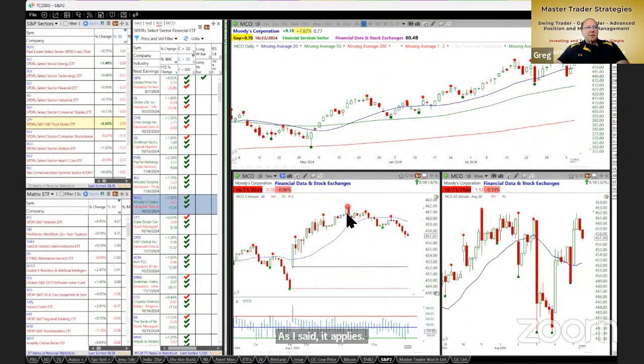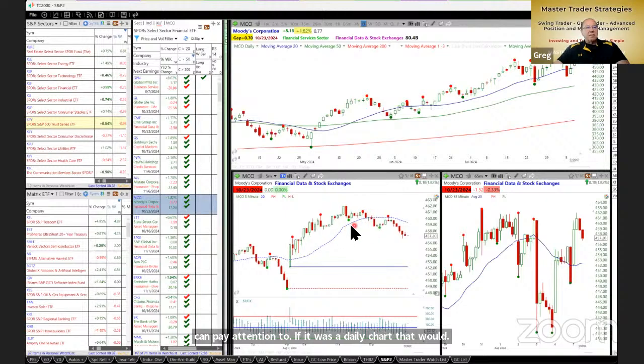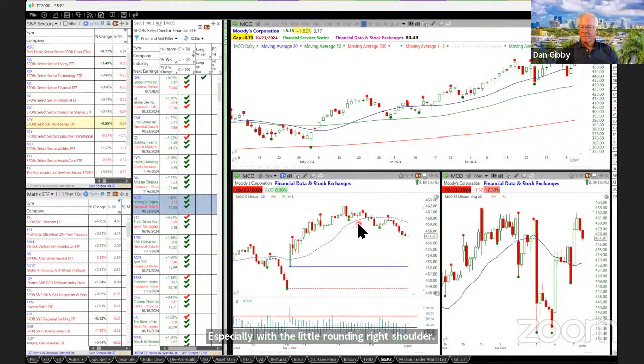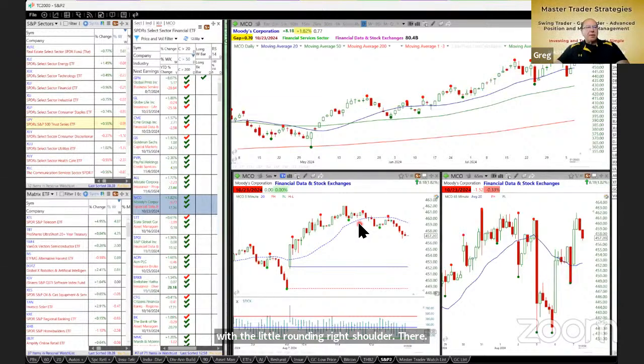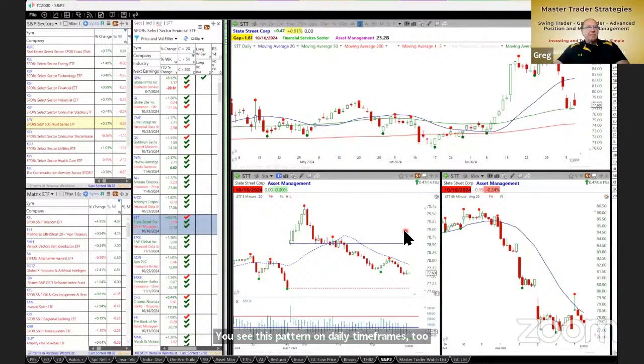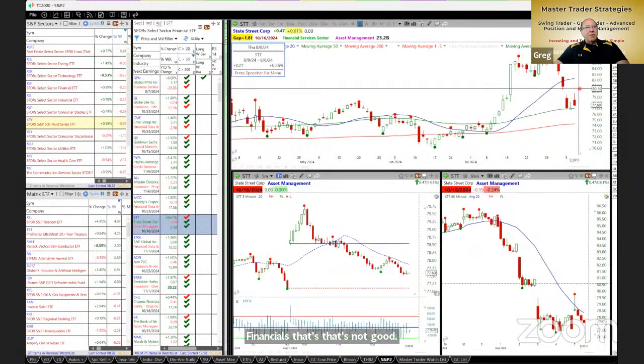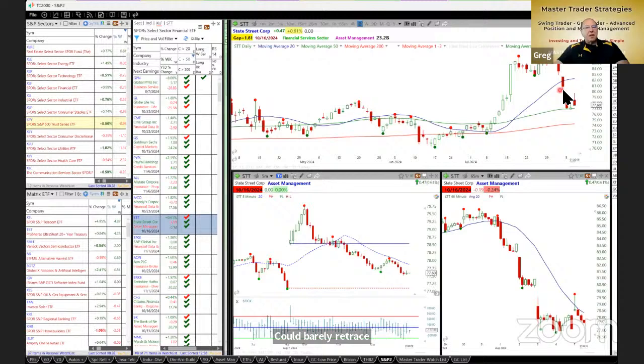Here's a little breakout failure shock pattern you can pay attention to. If it was a daily chart, that would, especially with the little rounding right shoulder there, be much more powerful on a higher time frame. But you see this pattern on daily time frames too. That looks like a continuation lower. Financials, that's not good. Could barely retrace it. It couldn't go up here and even touch that bar's low.